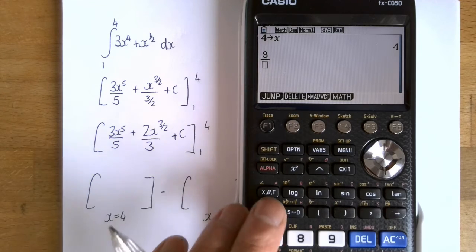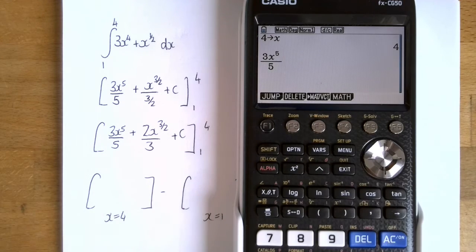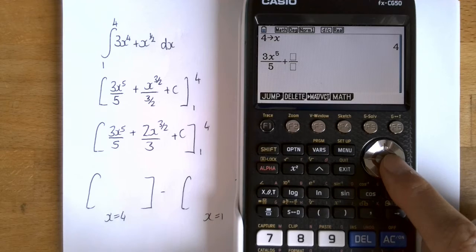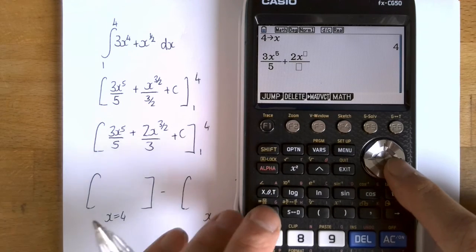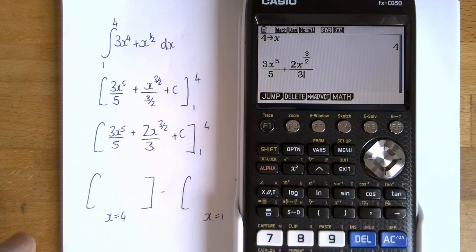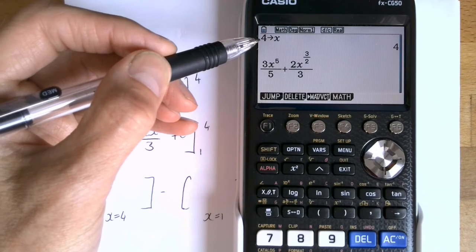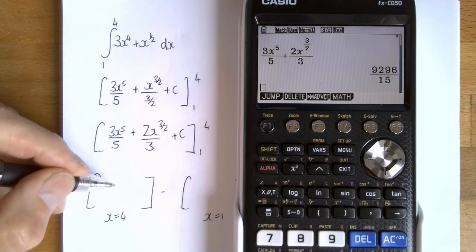So 3x to the power of 5 over 5 plus 2x to the power of 3 over 2 over 3. And then when I press Xe, it will evaluate for me. It will evaluate it for me using 4 as the X value. There we go.